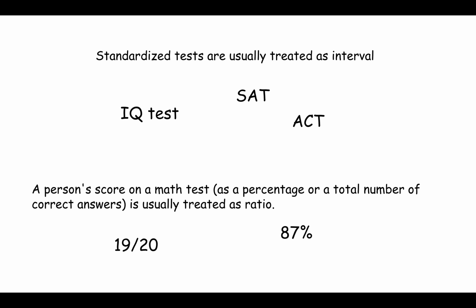The SAT doesn't give you a zero score, meaning that you have no scholastic aptitude. On the other hand, something like a math test, you can get zero questions right, or you can get a 0%. That's why that's treated as ratio.